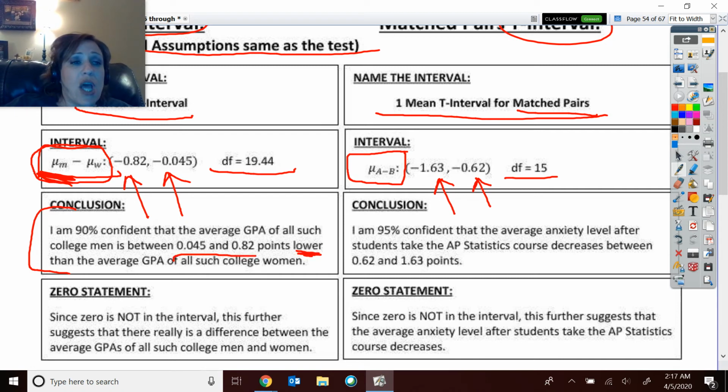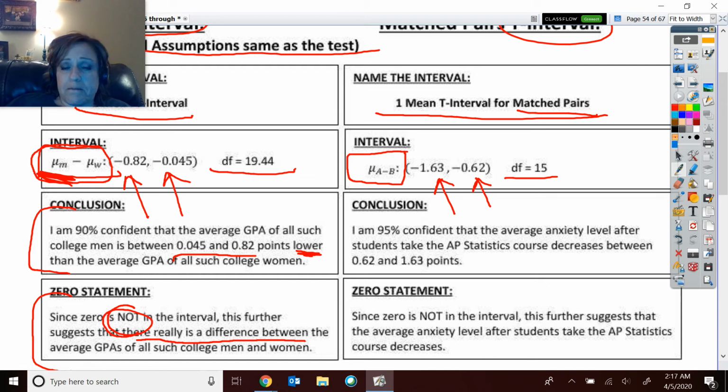The average GPA of the men was lower than the average GPA of all such college women. And remember, when we're talking about those differences, we need to have that zero connection. So since zero isn't in there, the entire interval is below zero. So this is evidence that there really is a difference between the average GPAs of men and women.